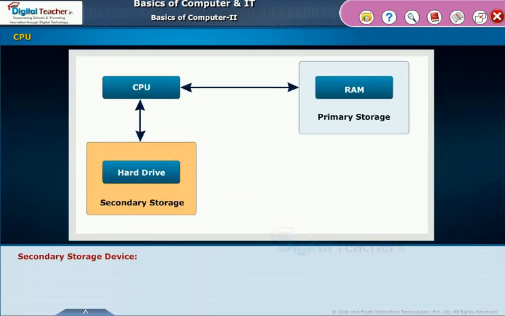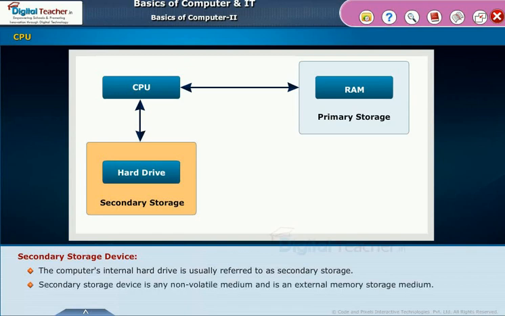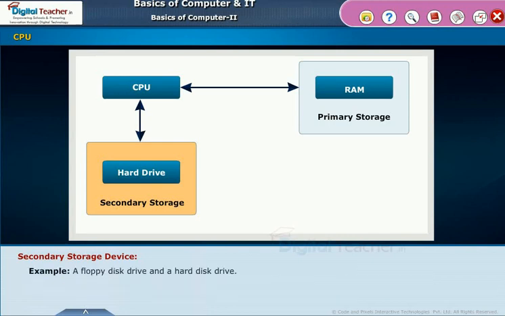Secondary storage device. The computer's internal hard drive is usually referred to as secondary storage. Secondary storage device is any non-volatile medium and is an external memory storage medium. It is the storage medium that holds information until it is deleted or overwritten. Example, a floppy disk drive and a hard disk drive.